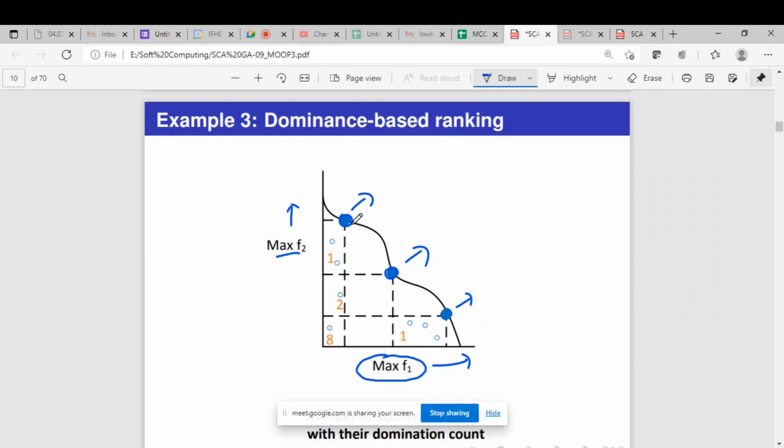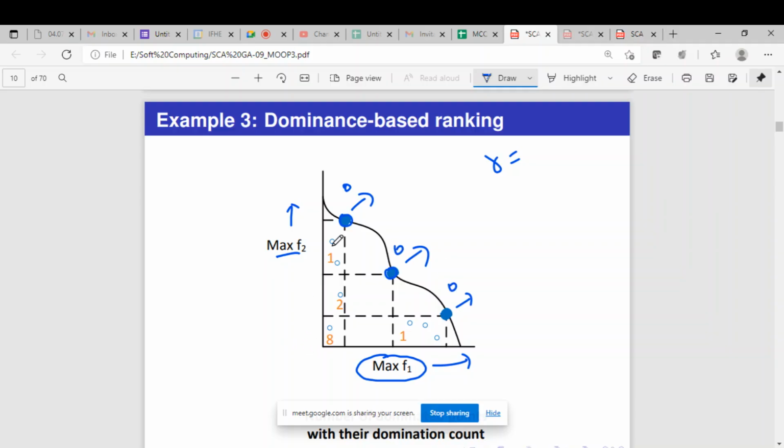Okay. But say for these individuals, is there anybody dominating these individuals who are lying in this Pareto optimal front? No. Okay. So let us assume that these individuals are ranked as 0. So normally ranking starts with 1. So as per the definition it should be 1. But for this problem, let us assume these individuals are ranked as 0. Their rank is 0.